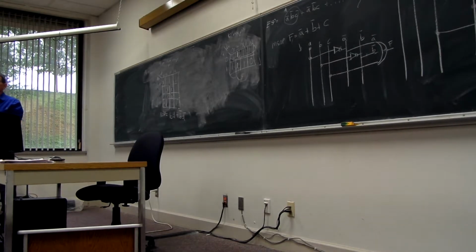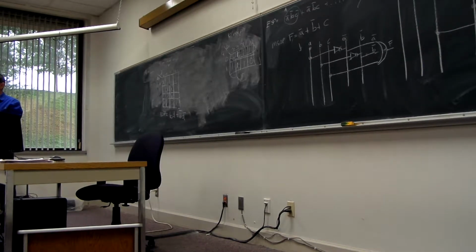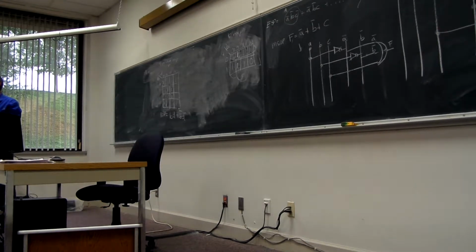In terms of gates, we would need what? 2 NOT gates, 2 AND gates, and an OR gate. Everybody okay?